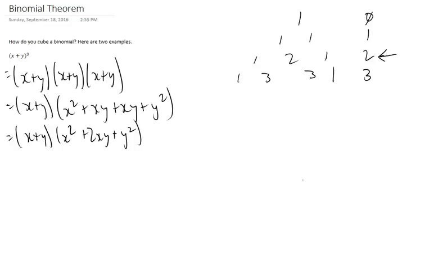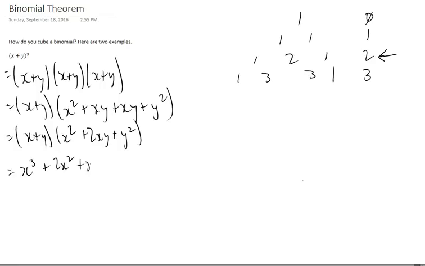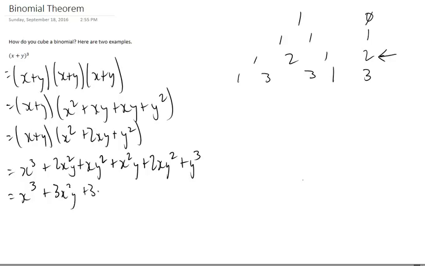So let's continue. x cubed plus x times 2xy, 2x squared y, plus xy squared, plus y times x squared, x squared y, plus y times 2xy, 2xy squared, plus y times y squared, y cubed. Again, simplifying: x cubed plus, that should be 2x squared y. So 2x squared y plus 1x squared y is 3x squared y. xy squared plus 2xy squared is 3xy squared, and plus y cubed.